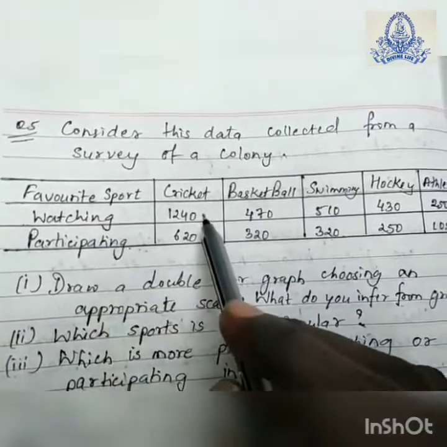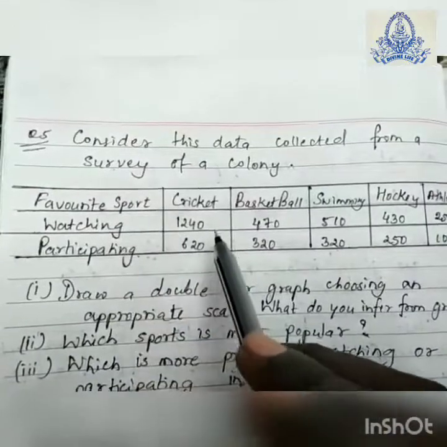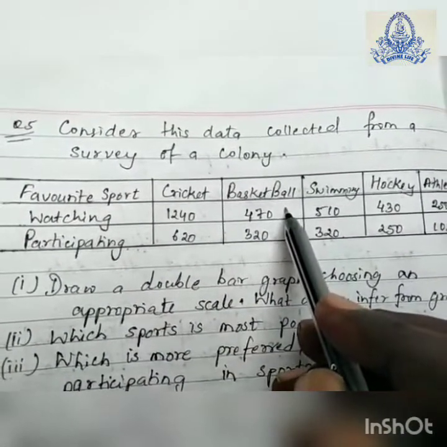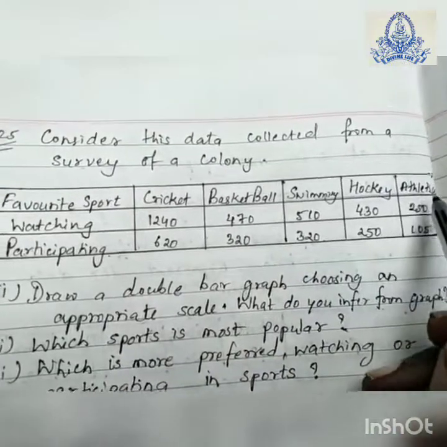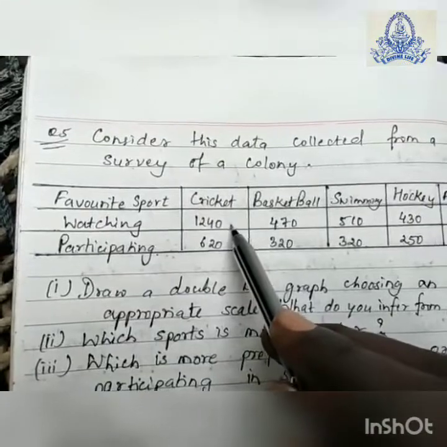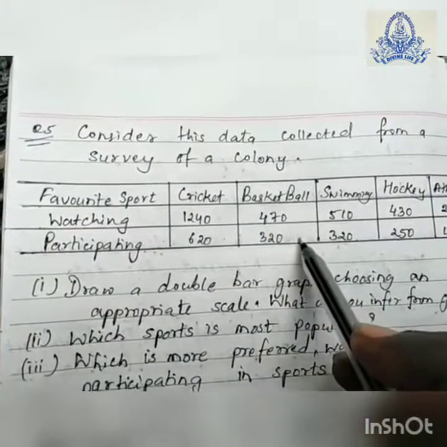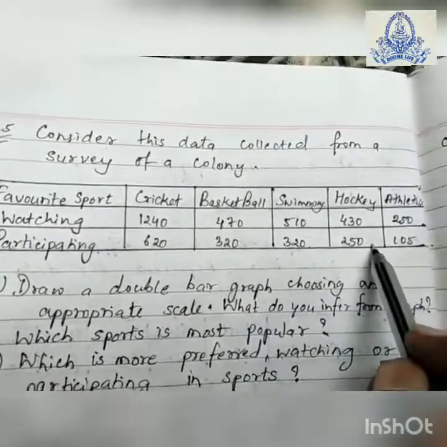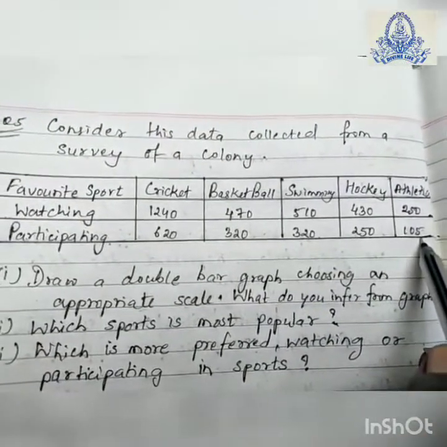Who likes to watch cricket? How many people like to play cricket? That is, participate in cricket. And in the same way basketball, swimming, hockey, and athletics. The data is like 1240, 620, 470, 320, 510, 320, 430, 250, 250, and 105.